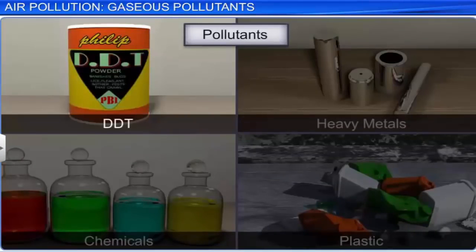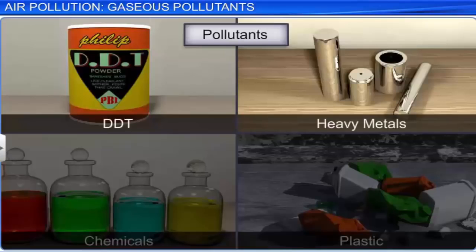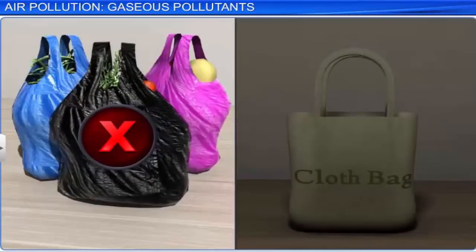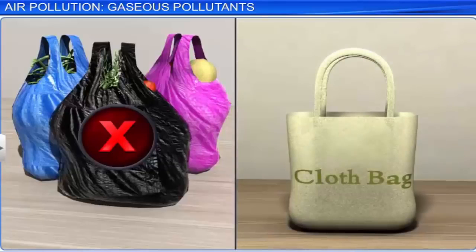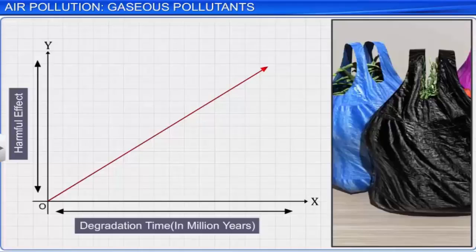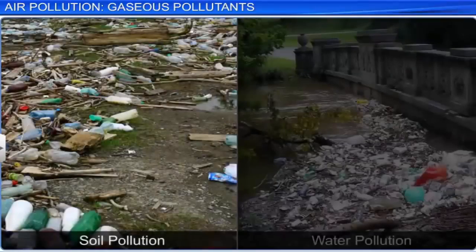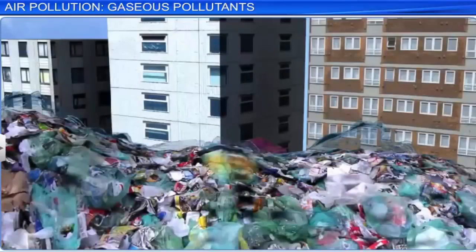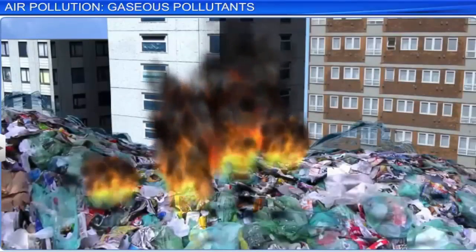Dichloro-diphenyl trichloroethane, commonly called DDT, heavy metals, many chemicals and plastic are among such pollutants. Now you can understand why we are asked to cut down the usage of plastic bags. Plastic bags take millions of years to degrade and hence do not mix with the soil or water. This results in soil and water pollution. And when burned, such materials emit poisonous gases that cause air pollution.